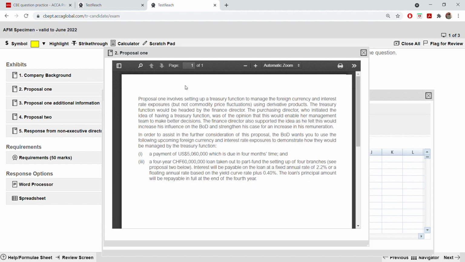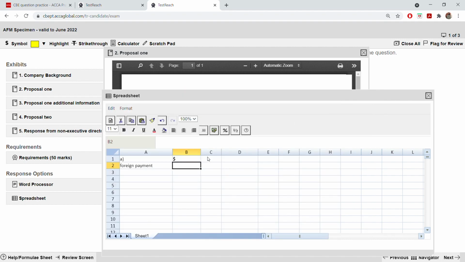So what is the payment? 5,060,000. So 5, 60, 1, 2, 3. Don't put a comma. If you put a comma here, it becomes text. It will not be treated as a number, then you cannot use it for the function. Okay.